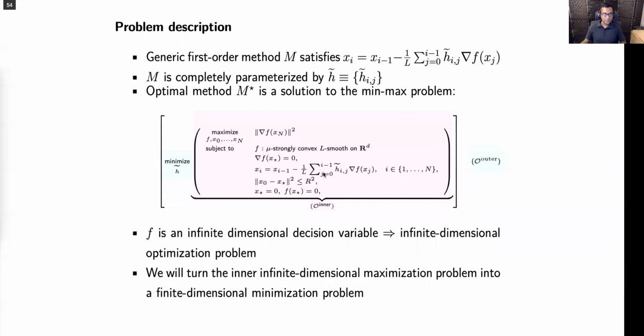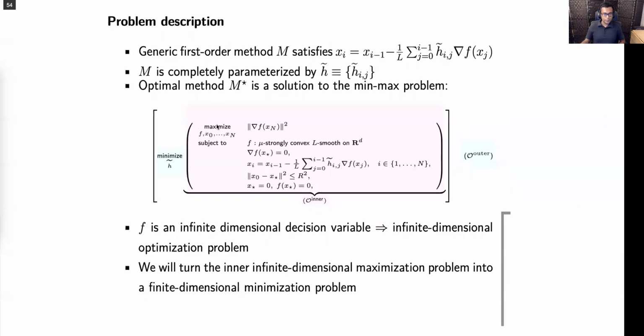Now, at this point, solving this problem is not so easy, because f, which is a function, is an infinite dimensional decision variable. So this outer optimization problem is an infinite dimensional optimization problem. Now, during the formulation phase, we will convert this into a finite dimensional problem. And to that goal, we will first work with the inner optimization problem, and we will turn the inner infinite dimensional maximization problem into a finite dimensional minimization problem.